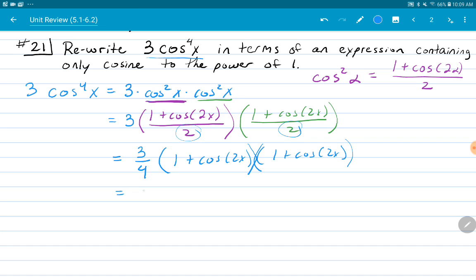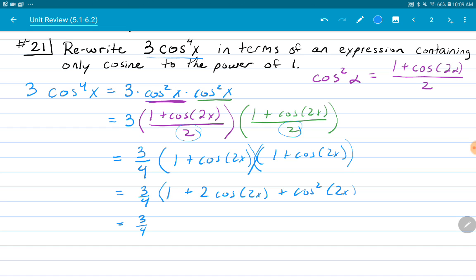And that multiplies out to 1 squared plus 2 cosine 2x plus cosine squared 2x, which means I have another power of 2 that I need to reduce. So I'm going to apply that identity again. So everything else I'll just rewrite.